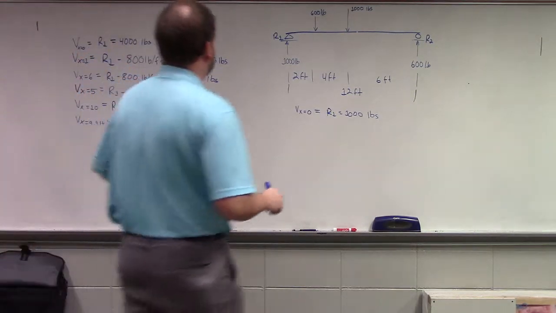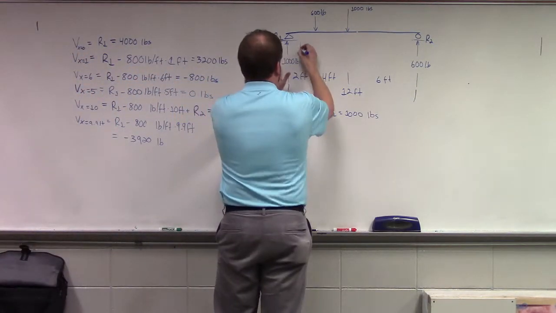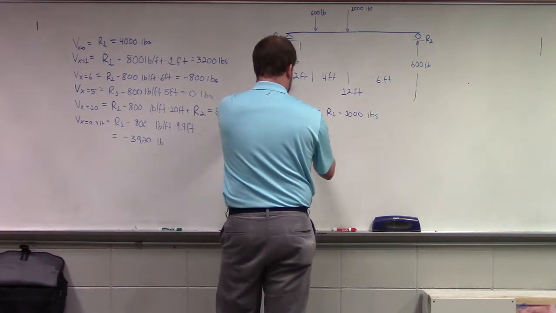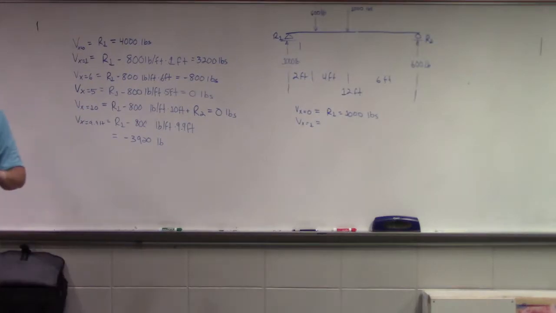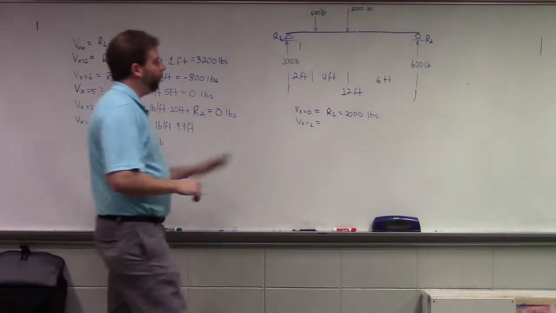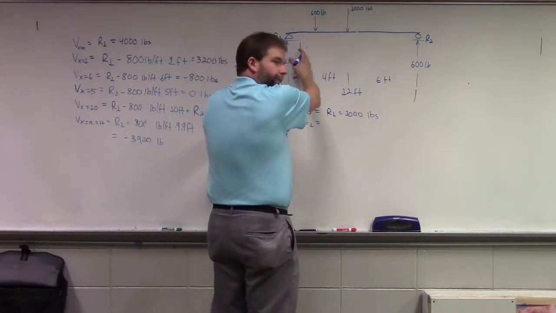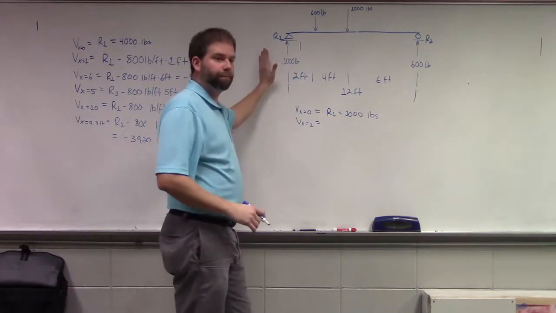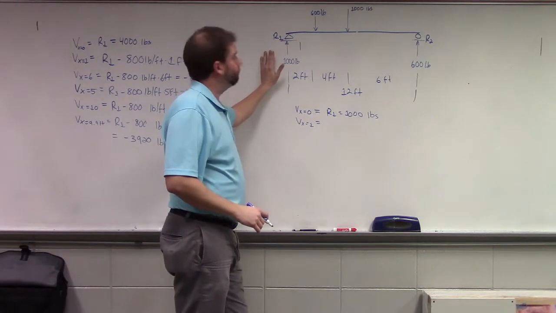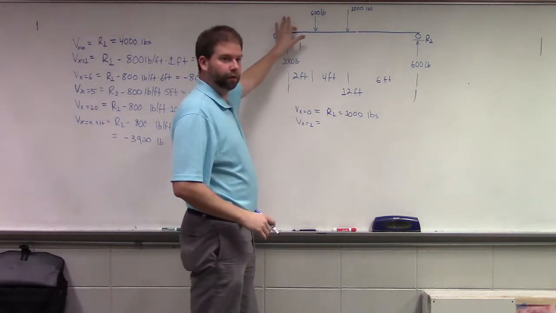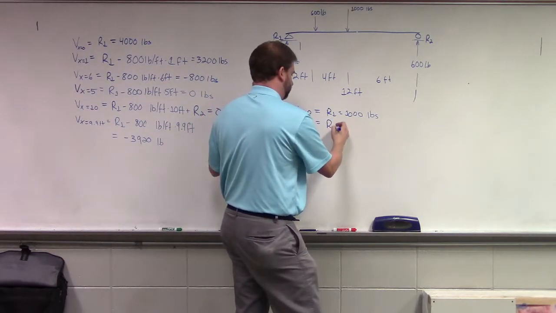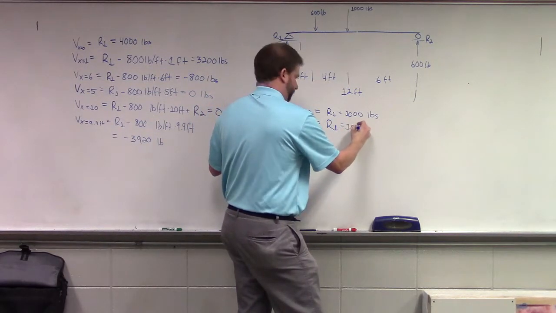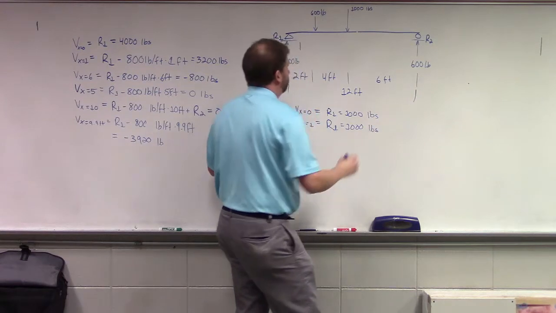Next, if we go 1 foot away, what do we have? 1,000. So it'd be 400? We're 1 foot away and we're looking to the left. It'd be 400 pounds. Is there anything being applied up here? No, because it's not point loads at 4 feet, right? Yep.